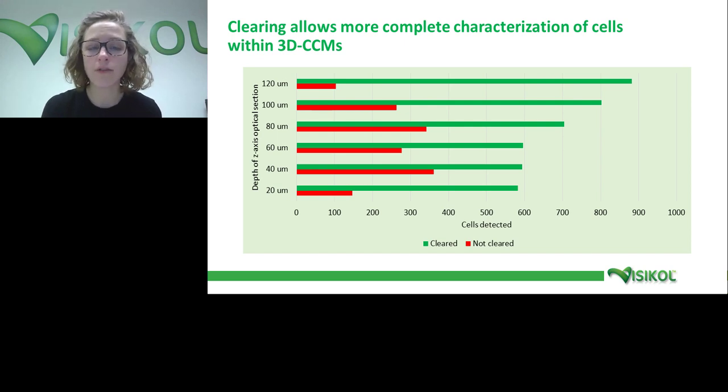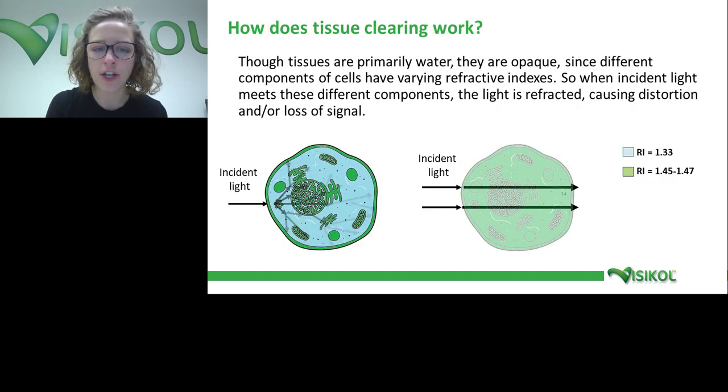And this, of course, allows us to see more total cells. So you can see here from this graph, as we're going through every Z slice, we're getting many more cells that are actually able to be imaged. And again, the reason for this is the ability of the light to actually pass through the entire cell. So the clearing reagents are a refractive index matching solution such that that incident light no longer gets scattered. Instead, it's able to pass directly through these 3D cell culture models.